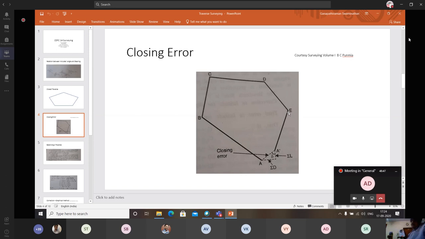So what is the whole circle bearing now? 180 plus delta, sir. Wonderful. If you understand this, it is okay. But what is the length of the closing error? Root of delta L square plus delta D square, that is, root of sigma delta L square plus sigma delta D square. That's all.